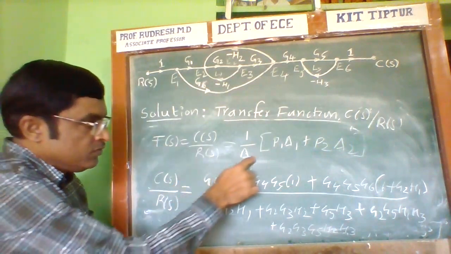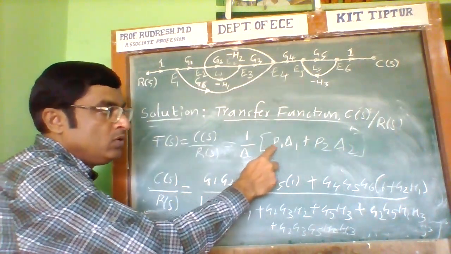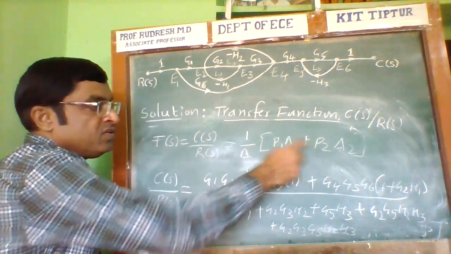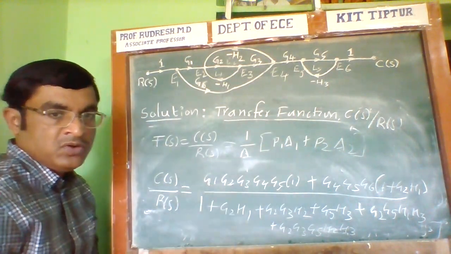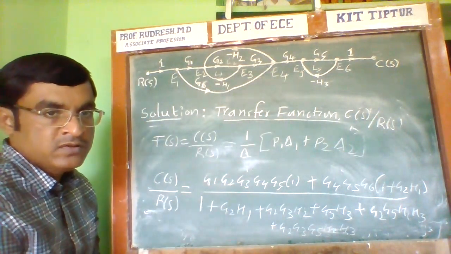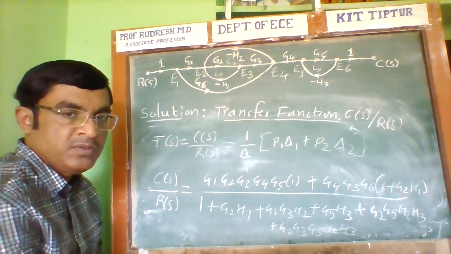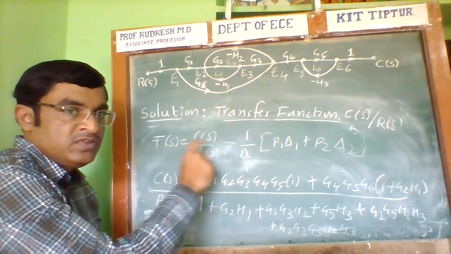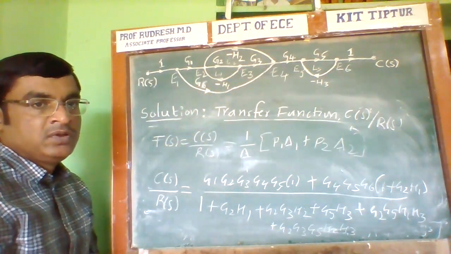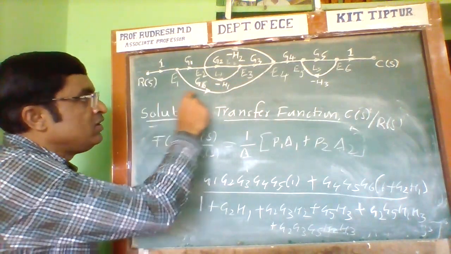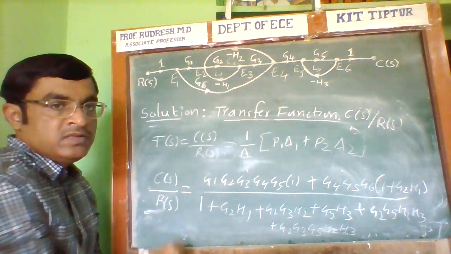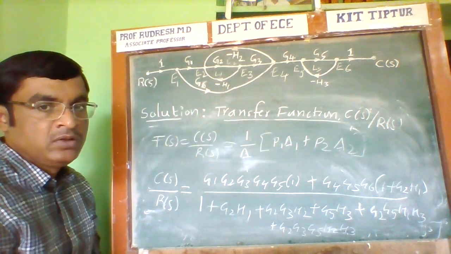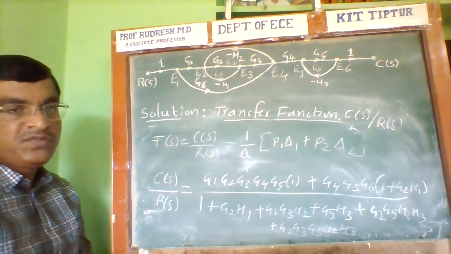Written in step 1. Therefore, we substitute the P1, delta 1 value, delta 2 value, and also the first and second forward path gains, then you will get the overall gain of the system. These are the steps involved in calculating the transfer function of a given system represented in the form of a signal flow graph by using Mason's gain formula. If the control system is represented in the form of a signal flow graph, then we can use Mason's gain formula to calculate the overall gain or transfer function of the system.